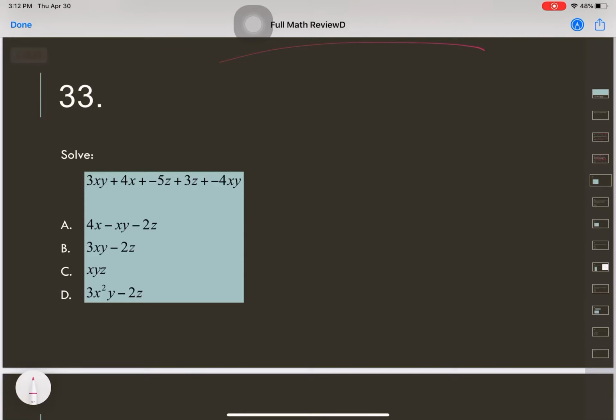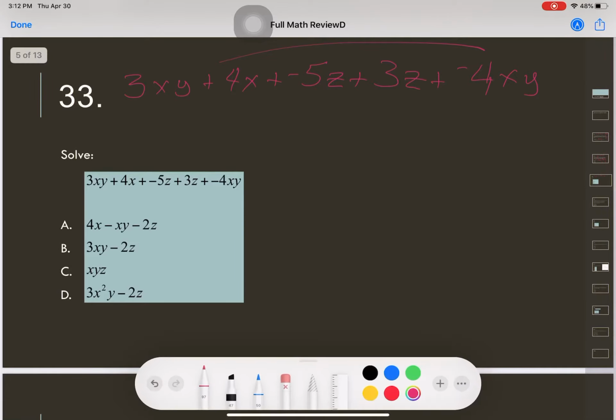All right, now we're going to look at this polynomial. So 3xy plus 4x plus negative 5z plus 3z plus a negative 4xy. So what you do is 3xy plus 4x plus negative 5z, or z, as they say in England, plus 3z plus negative 4xy. So what I'm going to do is mark the ones that need to be combined, the common ones.